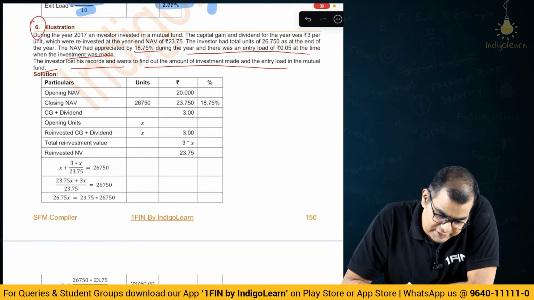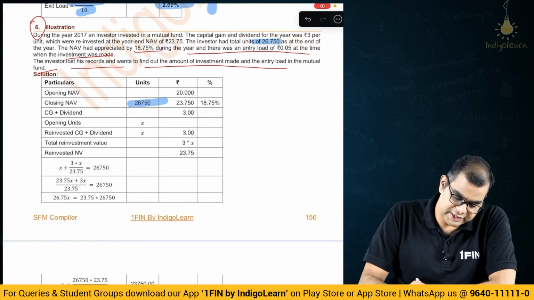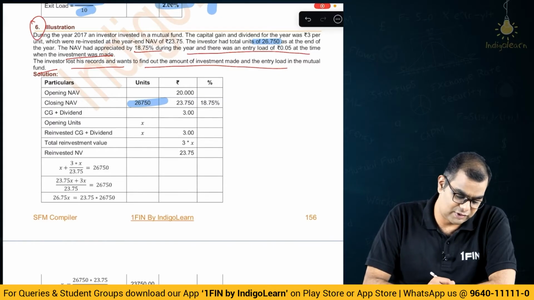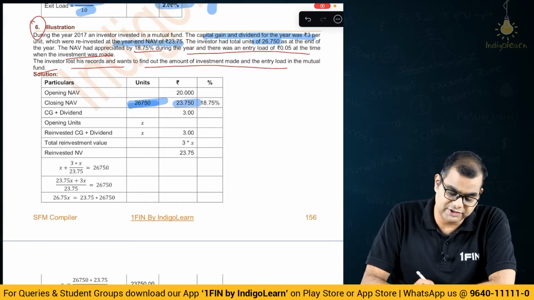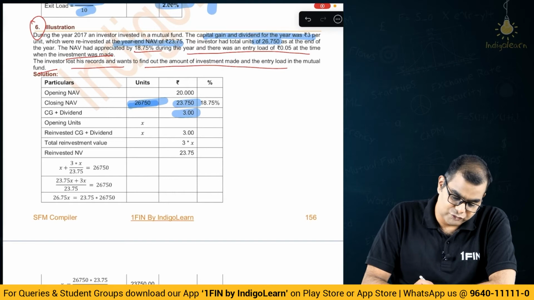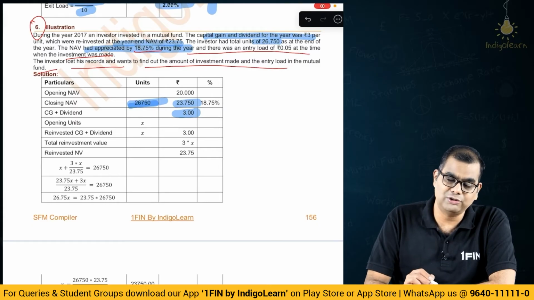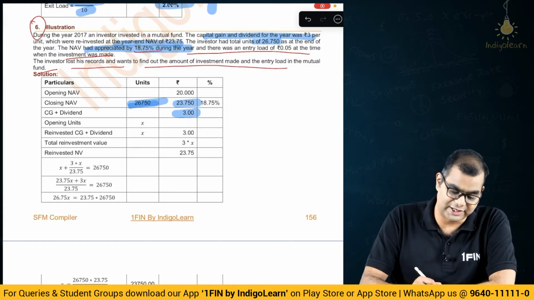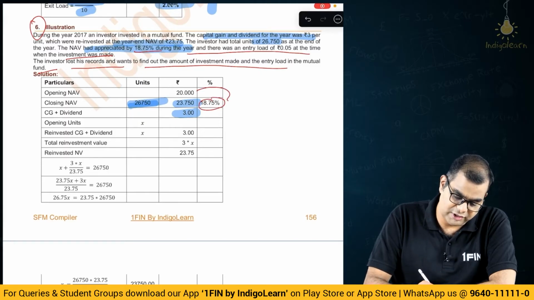So, what is opening NAV? They have not told opening NAV, we will compute it, but they have given closing NAV. The investor had total units of 26,750 at the end of the year. That is one piece of information which is very important, which we can write down here. Then, they said the capital gain dividend for the year was 3, which was reinvested at year-end NAV of 23.75. So, closing NAV is 23.75, capital gain in dividend is 3 rupees. Then, the NAV had appreciated by 18.75% during the year. So, original value plus 18.75% is equal to 23.75.